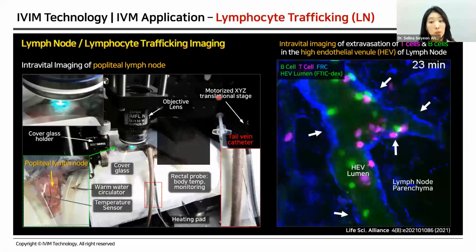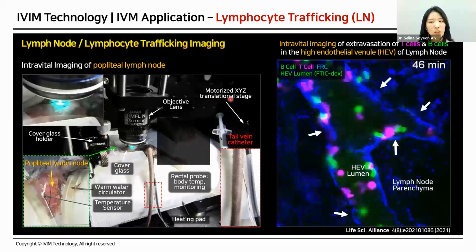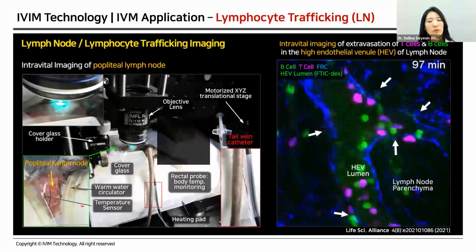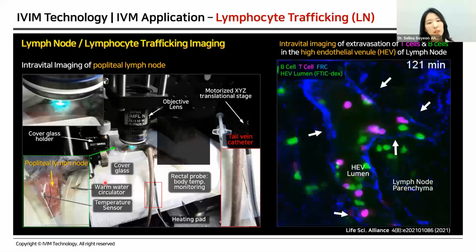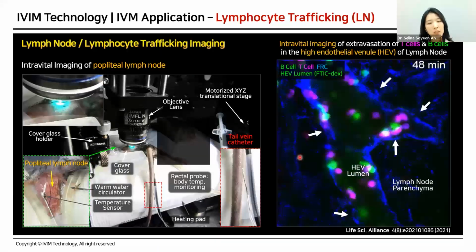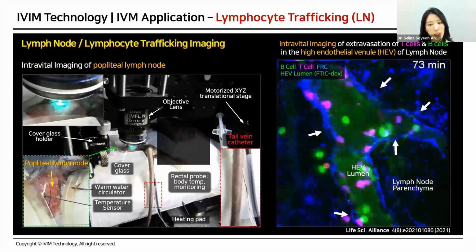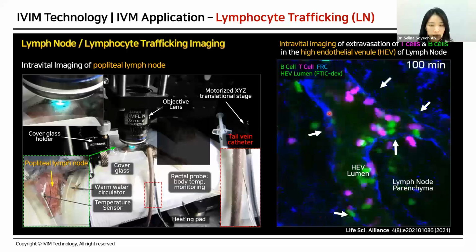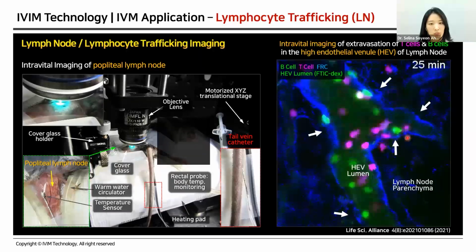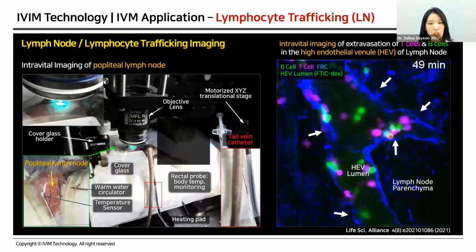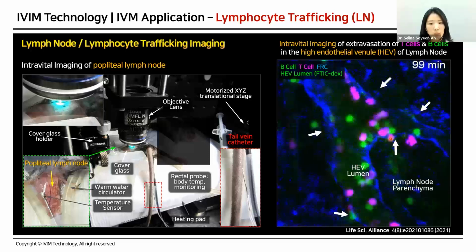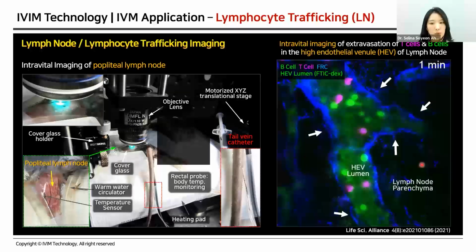For immunological research, we can directly monitor the immune cell dynamics in the popliteal lymph node. We adoptively transferred T cells and B cells, which were obtained from the actin-DsRed rat and the actin-GFP transgenic mouse, respectively. And then we monitored the extravasation dynamics of the T and B cells in the high endothelial venule of the lymph node in real time. So here, the T cells and the B cells are selectively extravasated through specific spots of the high endothelial venule.